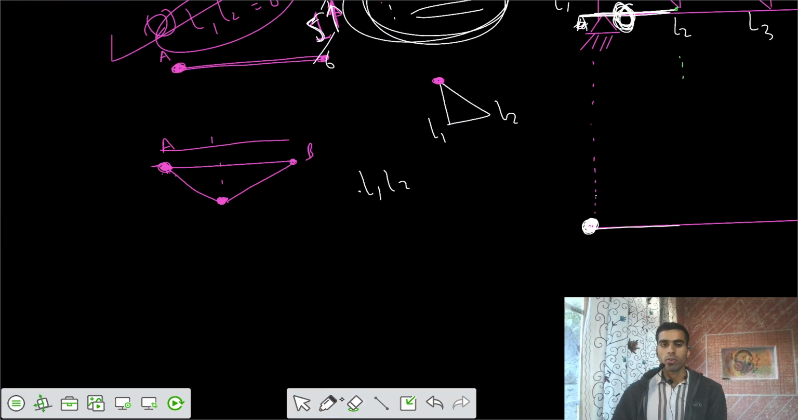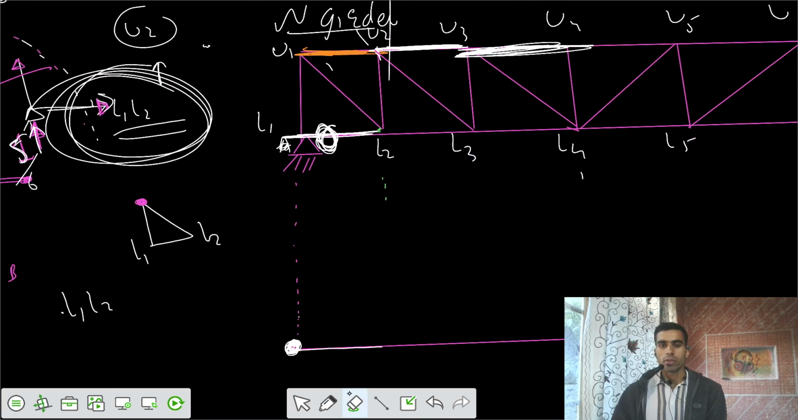Even we got one critical location. Where was that? I said you take that L1, L2, then you see the opposite joint in the triangle. I said that opposite joint in the triangle is at U1.